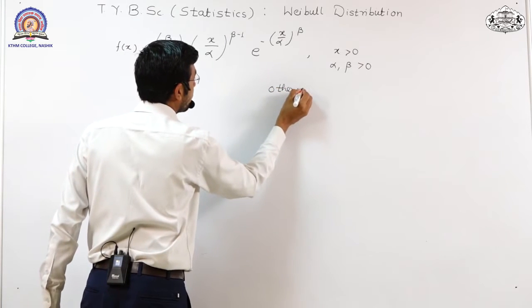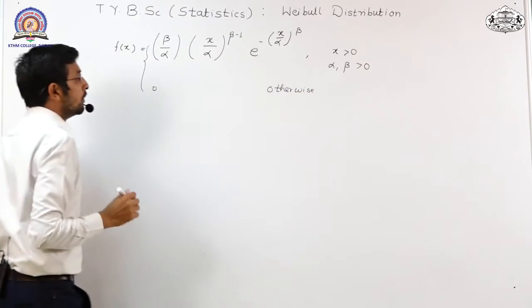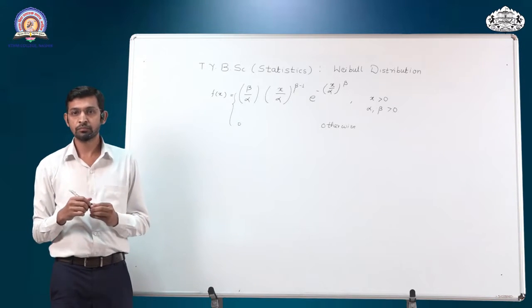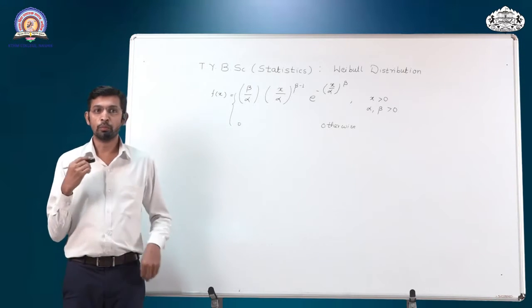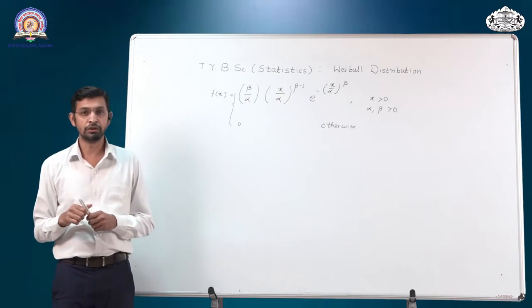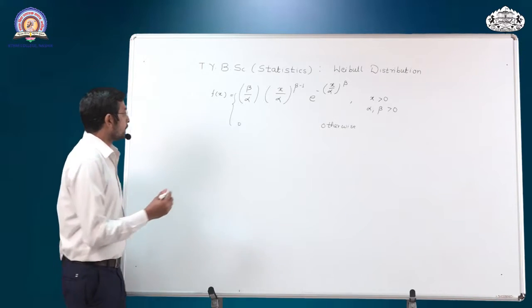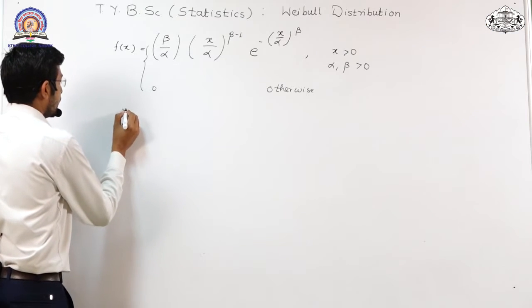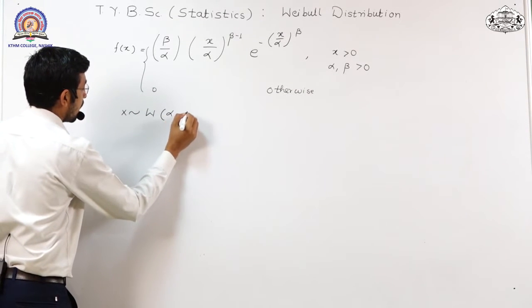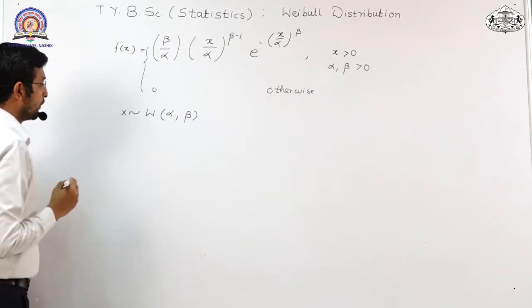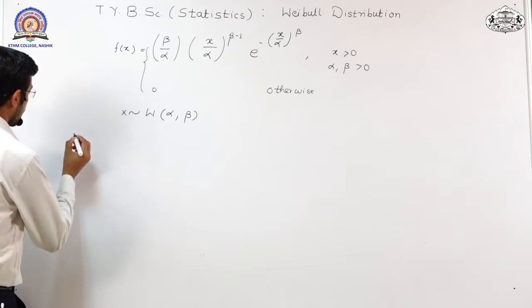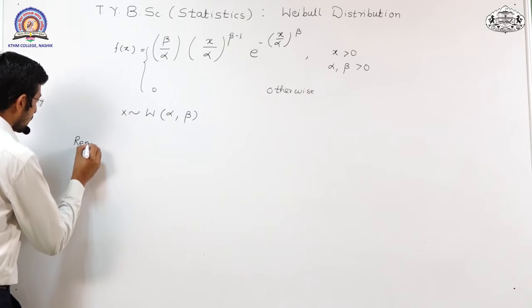Here the parameter is a constant which gives the idea about the distribution. The notation of this Weibull distribution is generally used as x follows Weibull with parameters alpha and beta. Most of the books use this notation. Here I have given one remark.